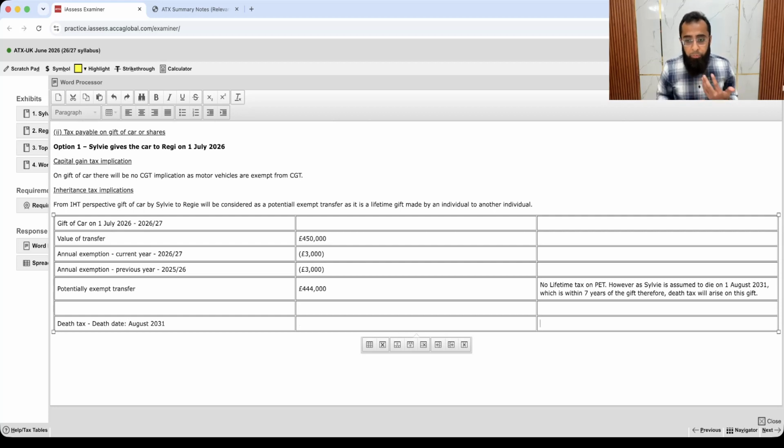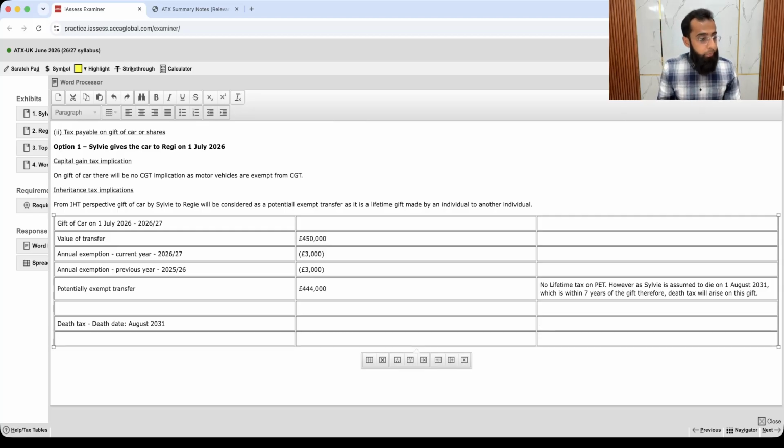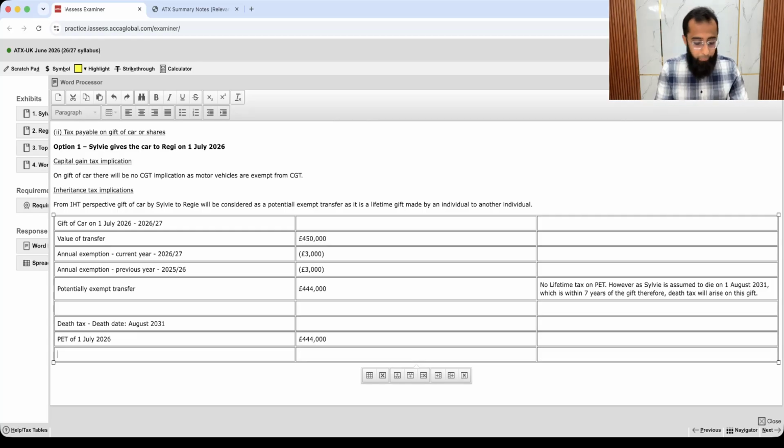So you just need to move forward and solve it. One more important thing, how you add a row at the end: I press the tab key on my keyboard. When I press the tab key on the last cell, it adds a new row. So the PET of 1st July 2026, it was 44,000, on which I am calculating the death tax. Death year nil rate band is £325,000. The whole NRB is available as no other gift is made by Sylvie.